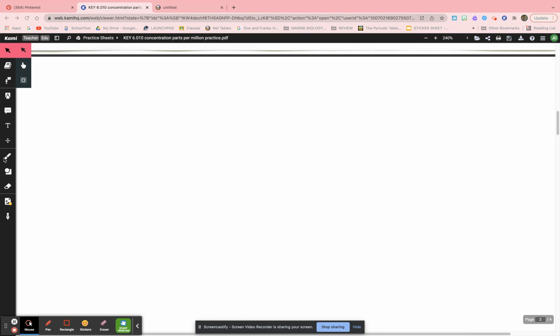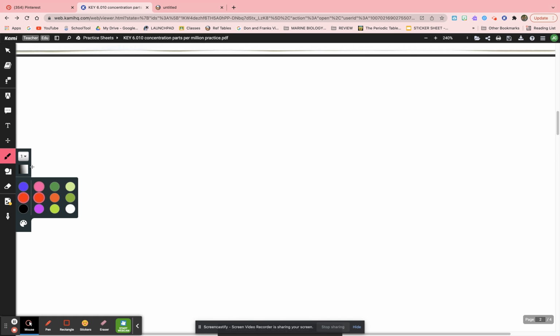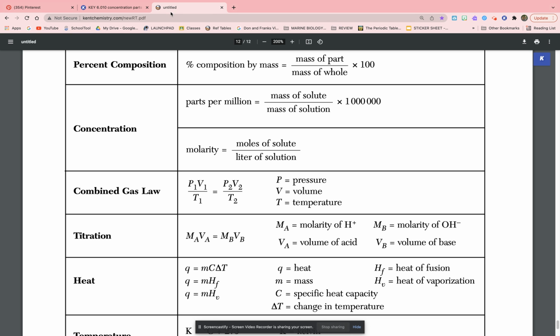Okay guys, today we're going to go over how to calculate parts per million. Just bear with me because I'm using a new drawing tool here that I have at home, not the one at school. So parts per million, you're going to be able to find that formula on your Table T.